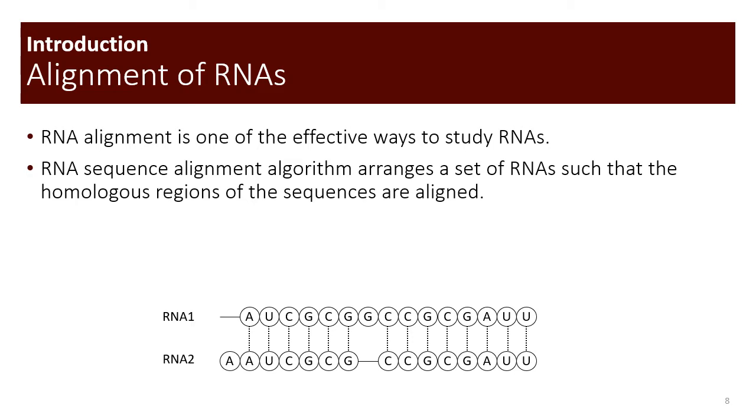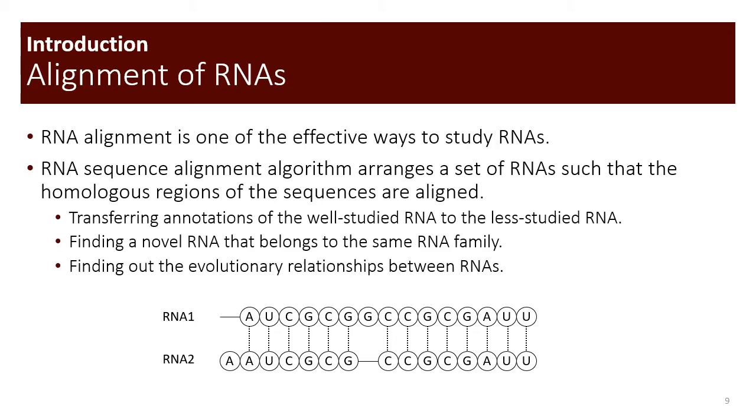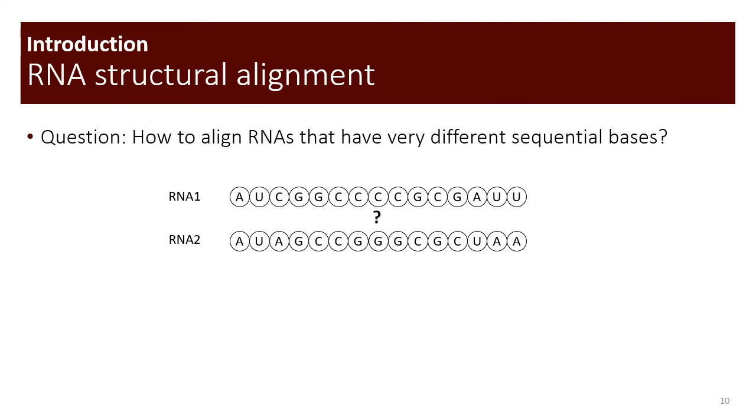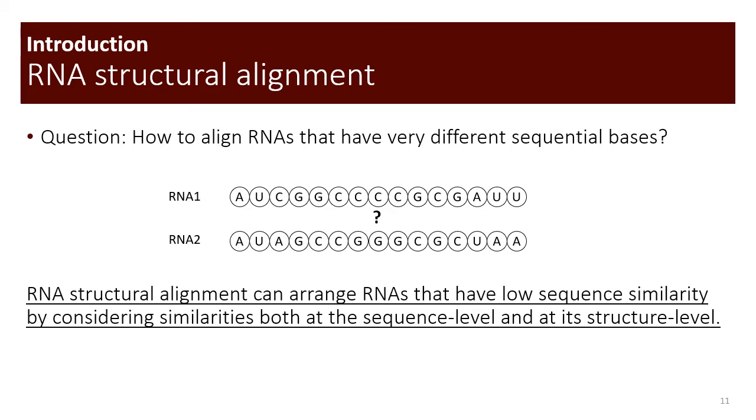RNA sequence alignment arranges input RNAs such that the homologous regions are aligned. RNA alignment can be used for transferring annotations of the well-studied RNA to less studied RNA, finding a novel RNA that belongs to the same RNA family, and finding out the evolutionary relationships between RNAs. Here, we have a very practical question: how to align RNAs that have very different sequential bases. RNA structural alignment will probably be the first answer we are looking for.